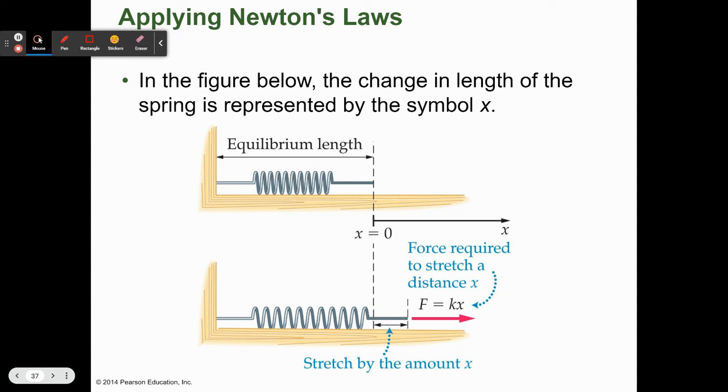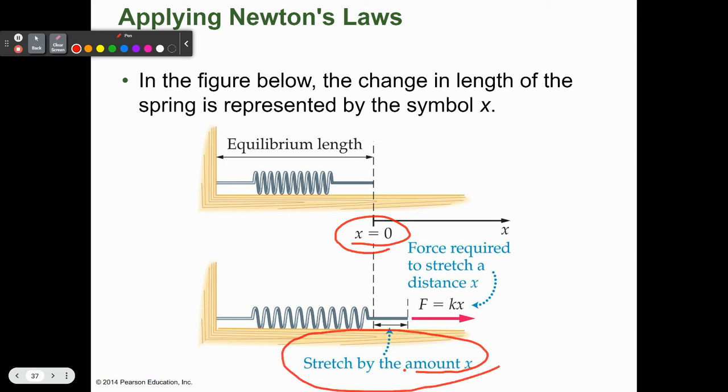So we can see that. Here's its equilibrium length. This is when x is equal to 0, just its normal length. If we attach a weight to it, it's going to stretch, which means we will have a distance x. It stretches by a certain amount x, again depending on the weight. So the force that's applied is going to be equal to some constant k times x, the distance that it's stretched. And that will be the force applied to that spring.